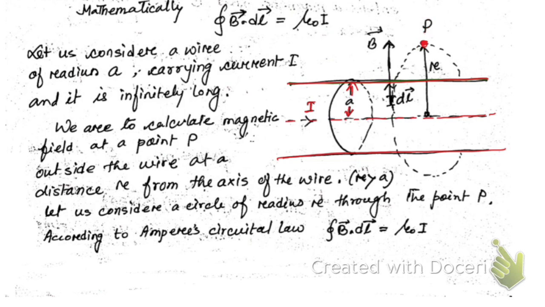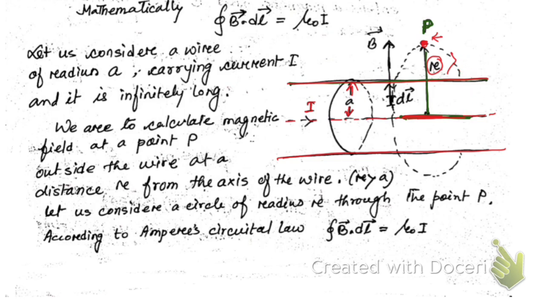We need to find the magnetic field at this point P, and this point P is at a distance r from the axis of this wire, and P lies outside this conductor. That means r is greater than a, that is, this distance r, which is the distance of this point from the axis, is greater than the radius of this wire.